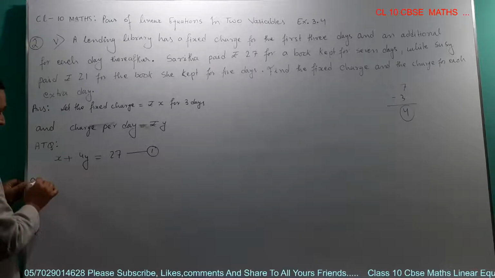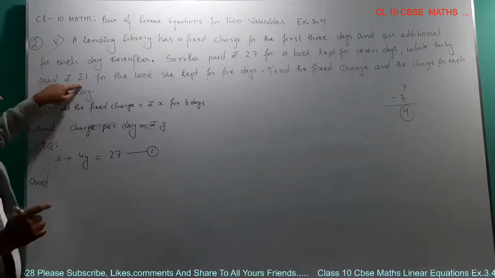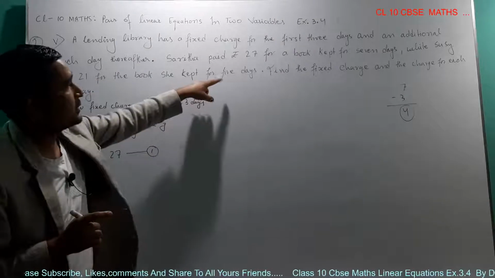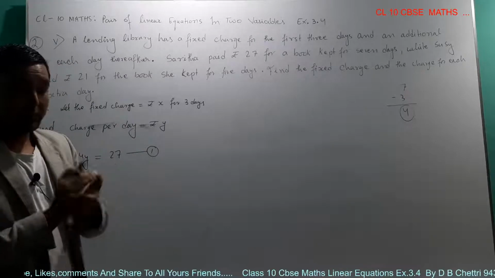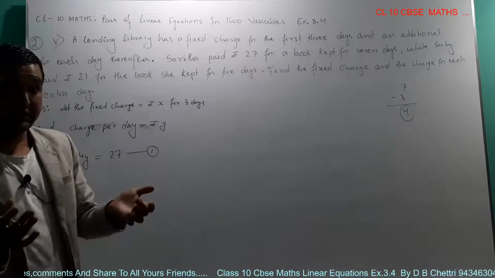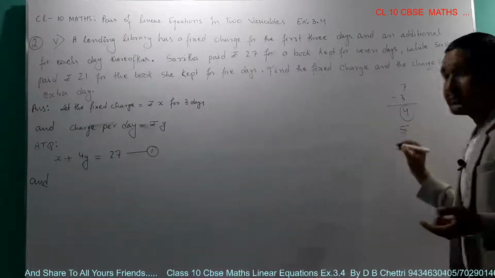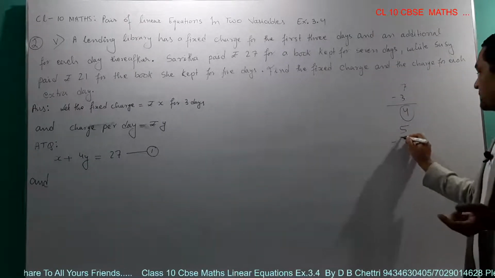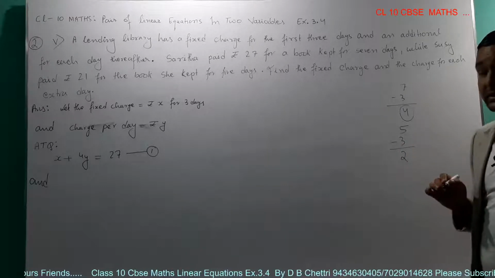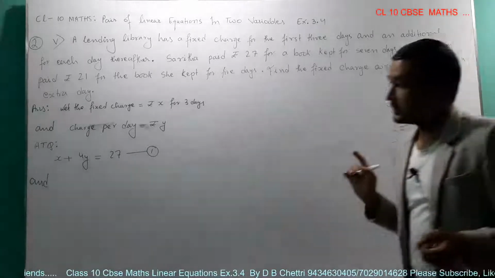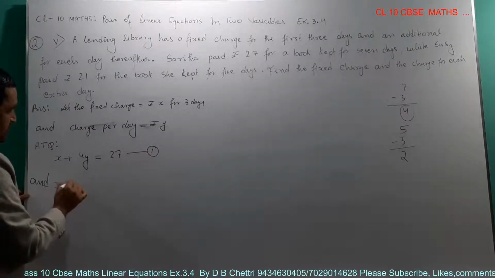And the second person, Sushi. Sushi paid 21 for the book she kept for 5 days. Out of 5 days, the charge for 3 days is fixed. How many extra days are there? 2 days. Then how much does she have to pay extra? 2y. So, x plus 2y.